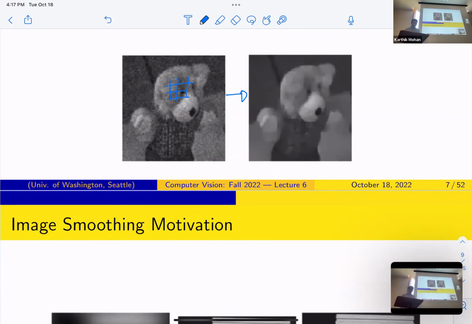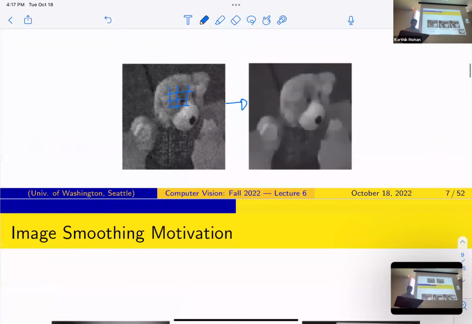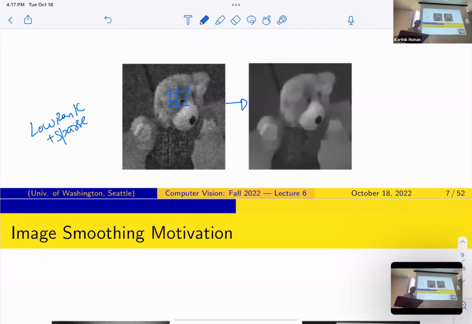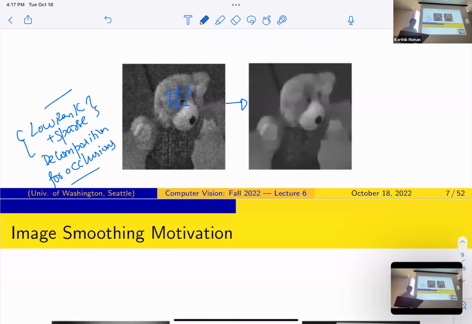I don't think we'll cover it in this course, but I can point out some references if you're interested in this. I think there's something called low rank plus sparse decomposition for occlusions. You can look up this specific phrase, low rank plus sparse. You'll find a paper on it, you'll find some references on it. So it's a little bit more advanced technique on how to denoise.